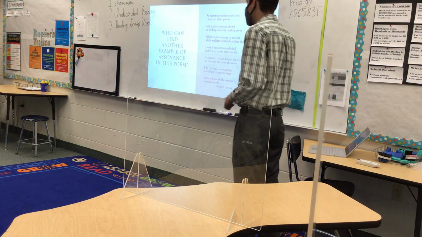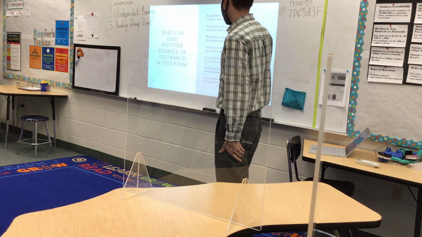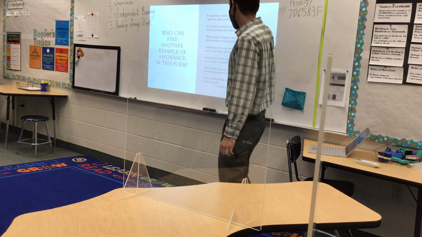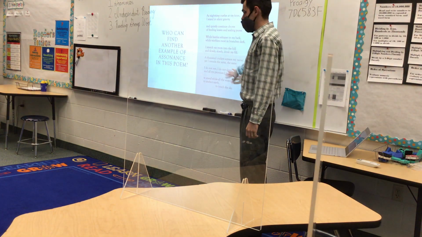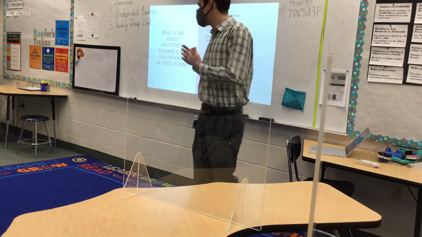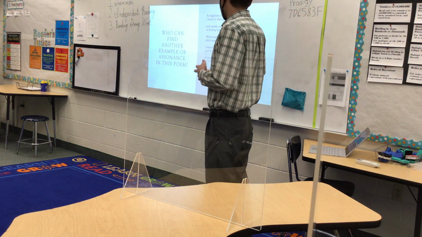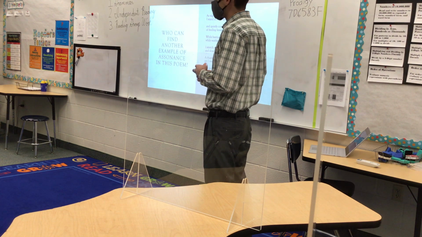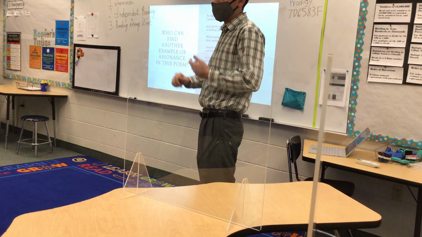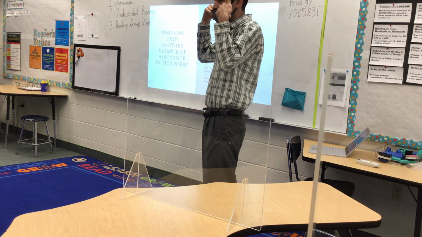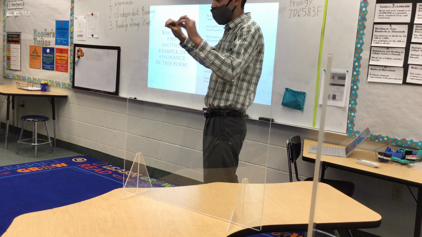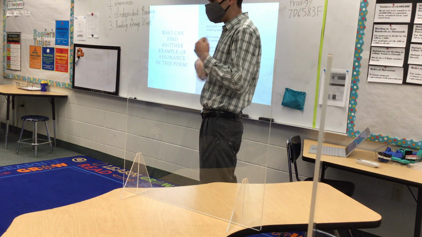So who can find another example of assonance in this poem? So we're doing the same one, Oak After Dark. We just read it. Any other examples of assonance in here? This one, the assonance is a little bit more tricky, right? Because you have to think about the sounds that are being made, not necessarily identifying the letters. So you got to think a little bit.